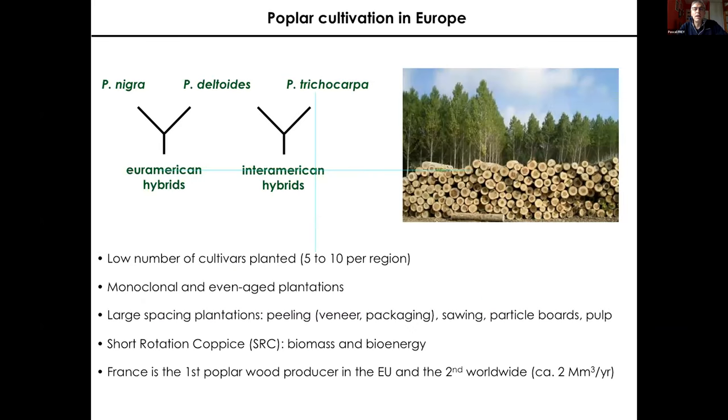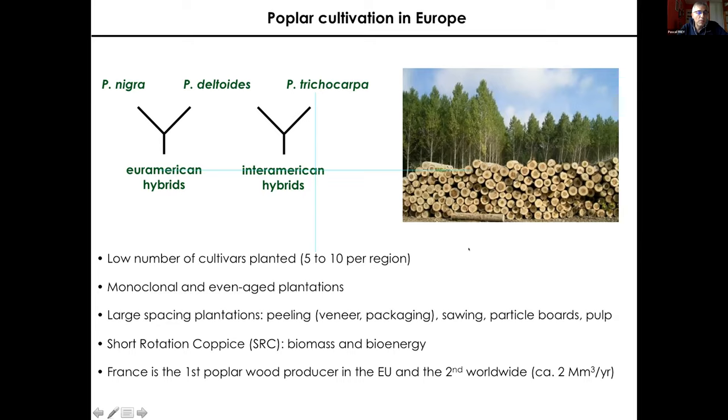So a few words about poplar cultivation in Europe. In Europe and in most parts of the world, we use mostly Euro-American hybrids, which are hybrids of Populus nigra, which comes from Eurasia, and Populus deltoides from North America, and also inter-American hybrids, hybrids between two North American species. The problem is that usually there is a low number of cultivars that are planted, up to 5 or 10 per region. And it's of course monoclonal and even-age plantations, like on the picture here.